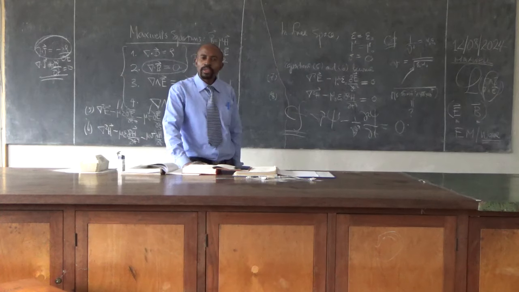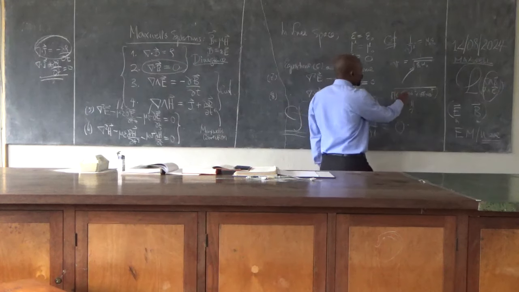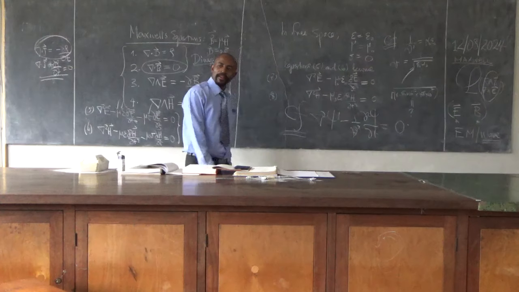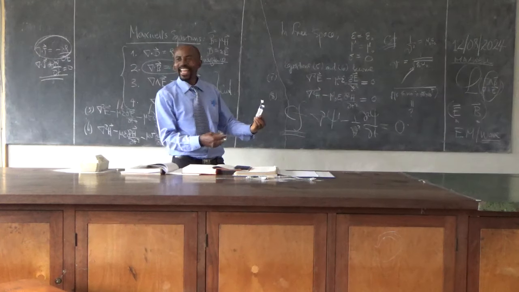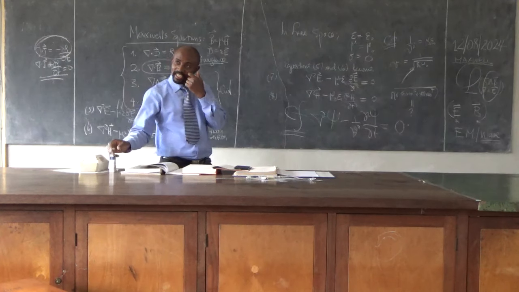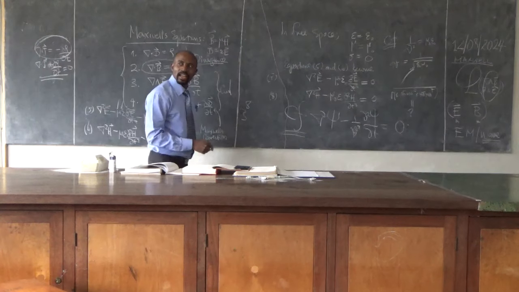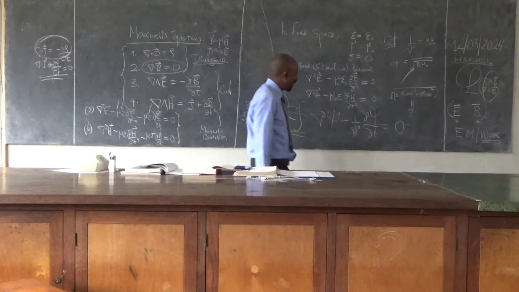You don't know the permittivity of free space? I know. 8.85 times 10 to the power negative 12 farads per meter. This is the one that didn't come out well. Does chalk have an expiry date? It's 3 exponent 8. How do I write that? 3 times 10 to the power 8.